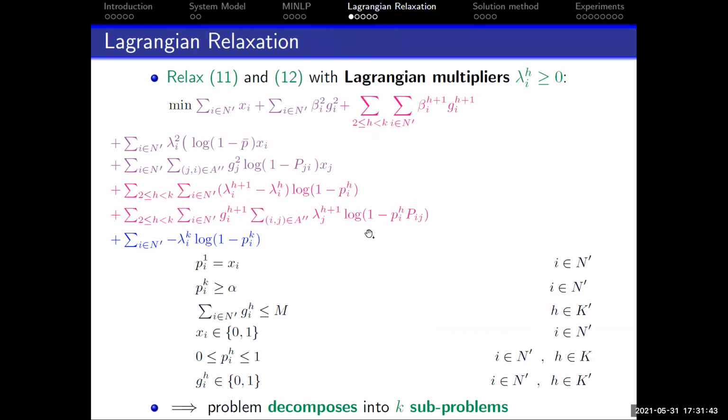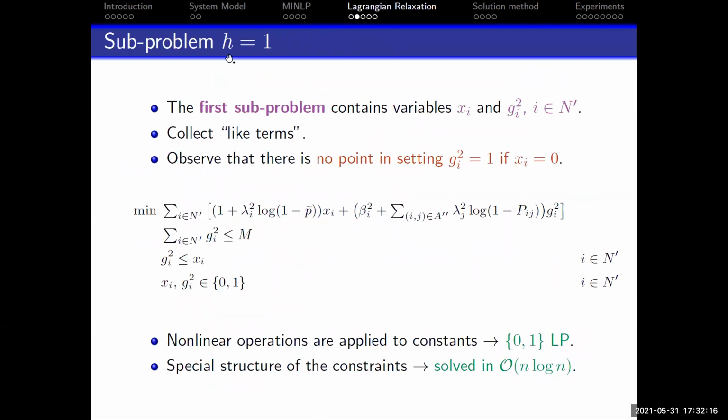And at this point, what we do is a Lagrangian relaxation of the chance constraints once we have applied the log. So the chance constraints, after applying the log, are moved into the objective function with these Lagrangian multipliers. And it turns out that this problem decomposes into k subproblems. So basically one problem for every stage. Now the subproblems are different depending on which stage we look at. In particular, we have 3 different types of subproblems. The first subproblem corresponds to stage 1 and contains variables x_i and g_i2, which are the grants variables for stage 2, with i in N first, so user equipment.